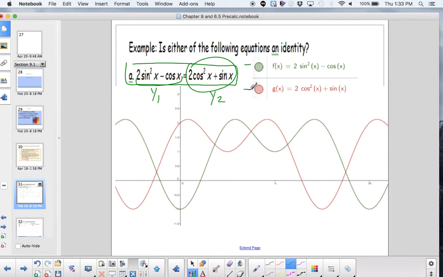And as you can see here, I have a red graph, and that's this equation, and I have a green graph, which is this one, and so they are not the same. So this equation does not represent an identity. They are not equal. So in this case, we want to say they are not equal.